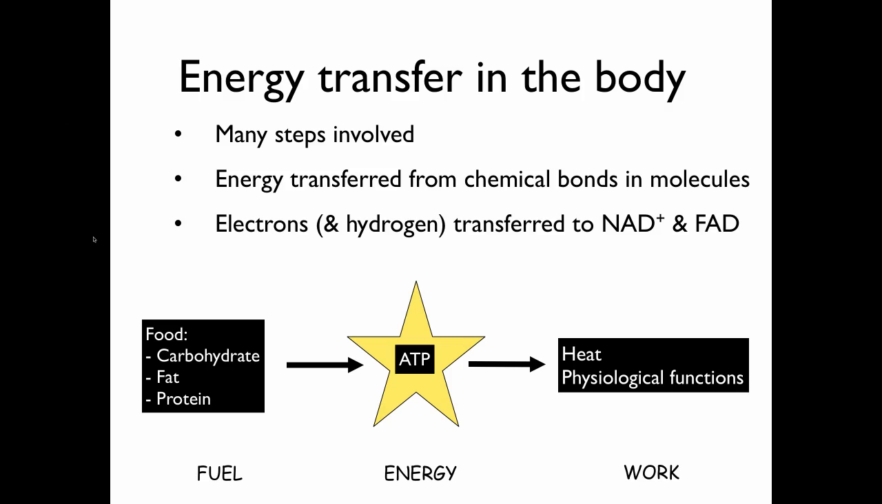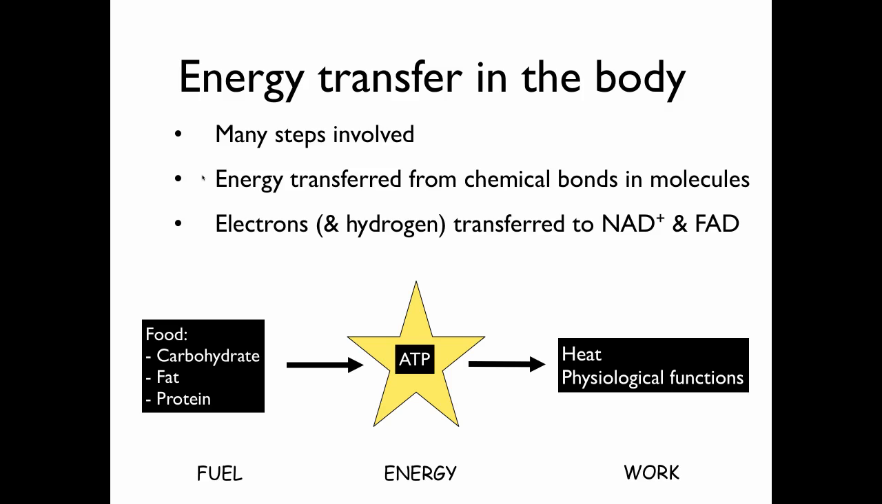As you recall, fuel we either eat or stored contains energy, and that energy is transferred to the bonds in adenosine triphosphate. That adenosine triphosphate can then be used to perform physiological functions or produce heat. In order to transfer energy, there are many steps involved, and many of those steps involve energy transferred from one chemical bond to another.